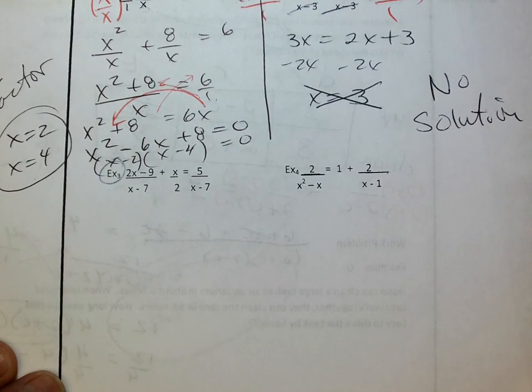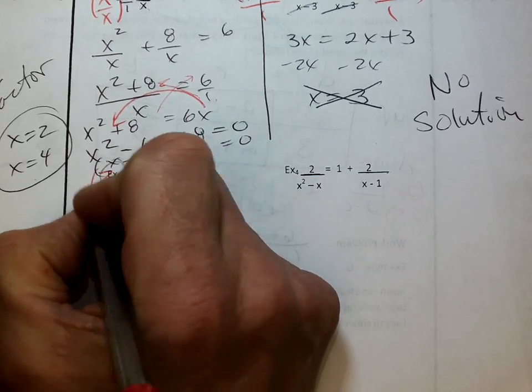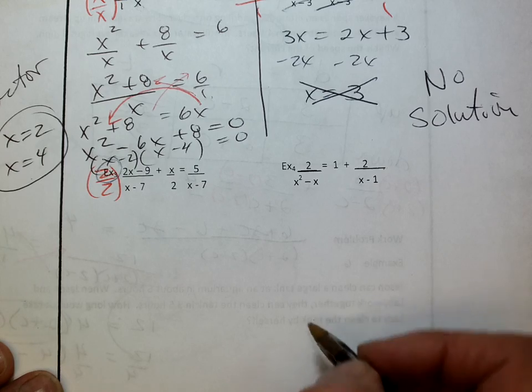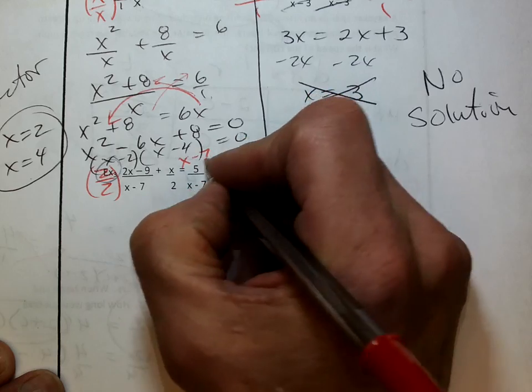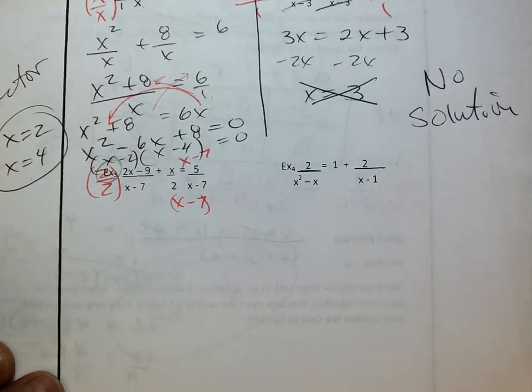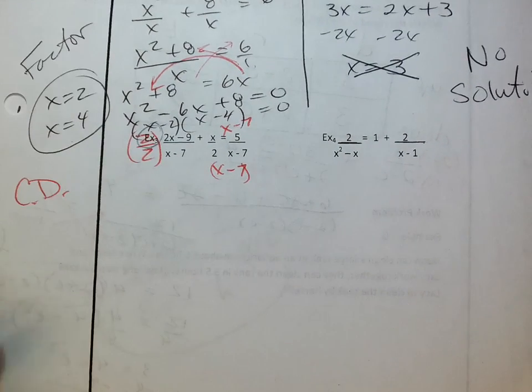This fraction here needs a 2 over 2. This fraction here needs an x minus 7 over an x minus 7, so we can get a common denominator, okay? I can't zoom it in because I'm recording, but ignore this part. Just look right here, okay?